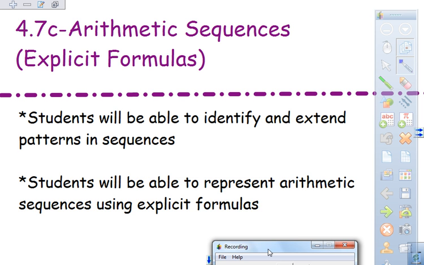Lesson 4.7, Arithmetic Sequences. Today we're going to work on explicit formulas. So our goals are to be able to identify and extend patterns and sequences, and to be able to represent arithmetic sequences by using explicit formulas.